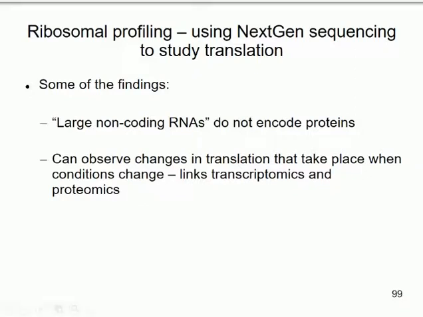And another thing that you can see is that if you change conditions, the efficiency with which different messages are translated can alter. So that is simply saying there's post-transcriptional gene regulation. You may have message being made at the same level, but you may change between two conditions, and a particular message suddenly gets much more efficiently translated. So the cell is regulating how much protein it produces from pre-existing message. And there's been lots of studies done on this and lots of other things. This early work was done in yeast, but it's been looked at in bacteria and human cells, and the same sort of results are seen.